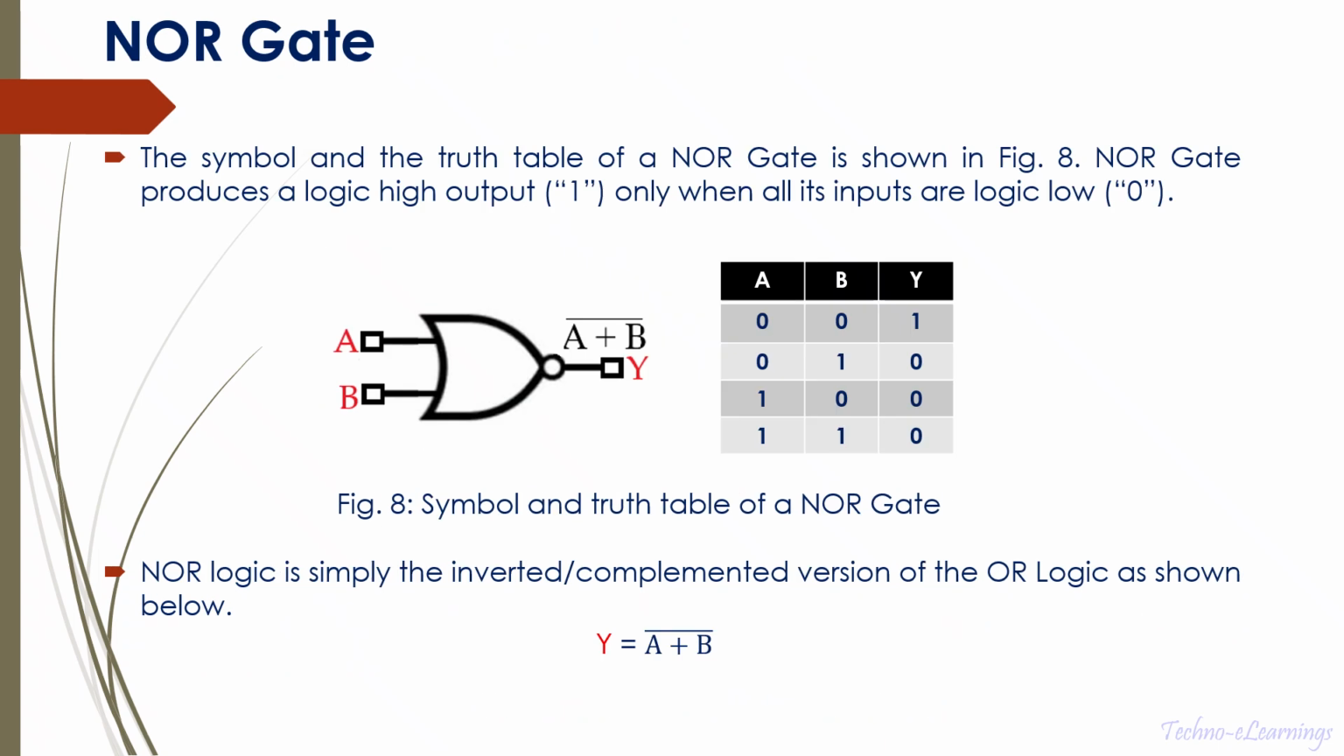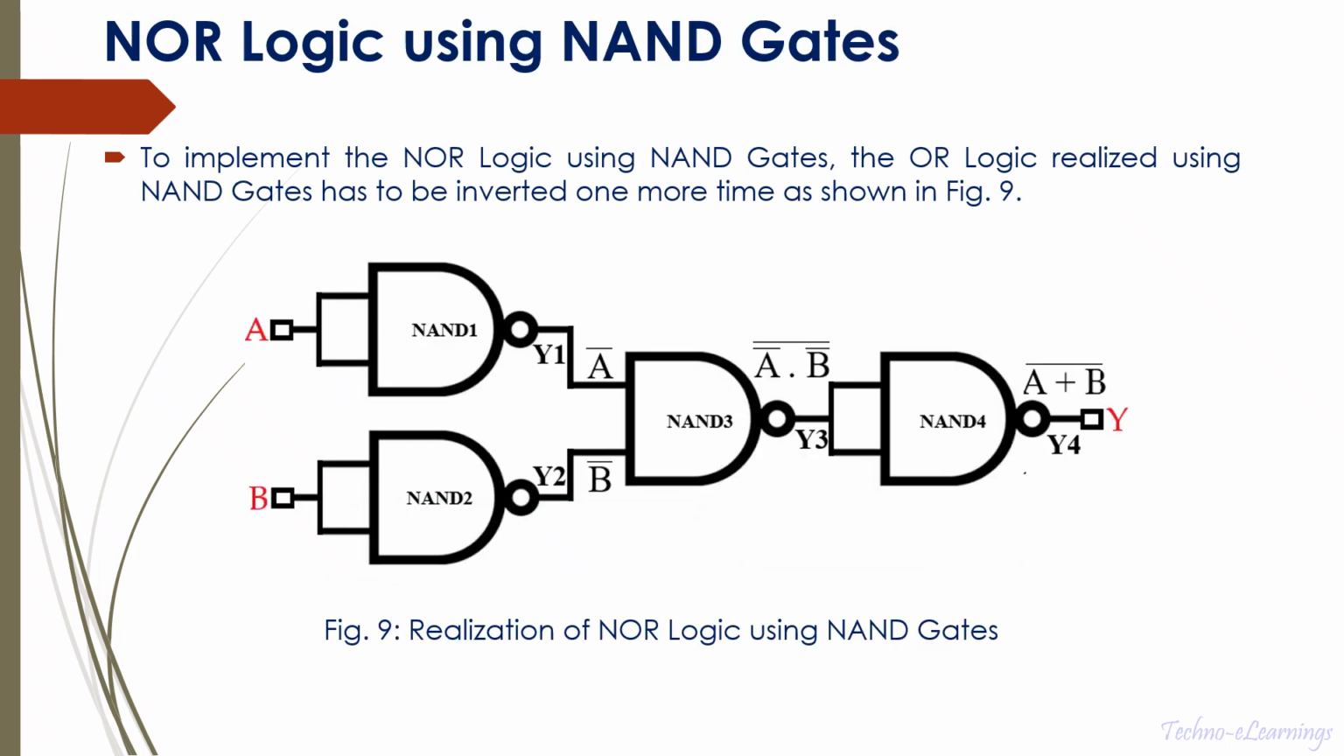NOR gate. The symbol and the truth table of a NOR gate is shown in figure 8. A NOR gate produces a logic high output only when all its inputs are logic low. NOR logic is simply the inverted or complemented version of the OR logic as shown below. Y equals (A plus B) whole bar. NOR logic using NAND gates. To implement the NOR logic using NAND gates, the OR logic realized using NAND gates has to be inverted one more time as shown in figure 9.